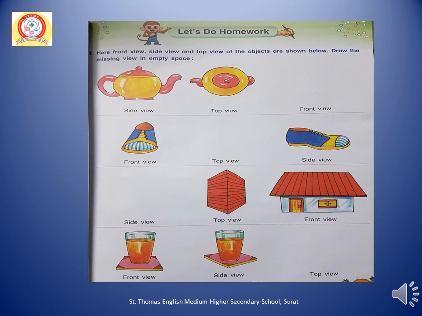Now let's do homework. Here, front view, side view and top view of the objects are shown below. Draw the missing view in empty space. Here, side view and top view are given. You have to draw front view. Second, front view and side view are given. You have to draw top view. And third, top view and front view are given. You have to draw side view.